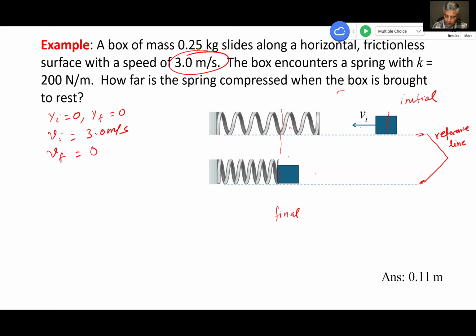And after that, what happens? It's going to start moving back. We're not talking about that. It says how far the spring compressed. So that's all we need, okay?